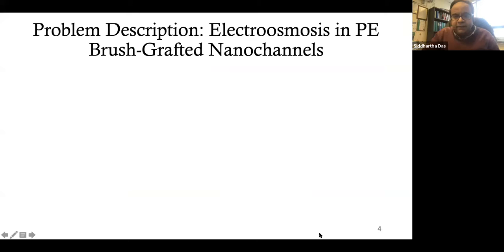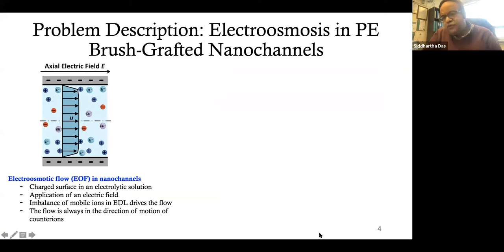In the present study, we will talk about how these polyelectrolyte brushes, when grafted to the inner walls of a nanochannel, affect the electroosmotic transport. And we will provide a molecular scale perspective of this problem. To begin with, let us first quickly introduce what electroosmosis is in a nutshell.